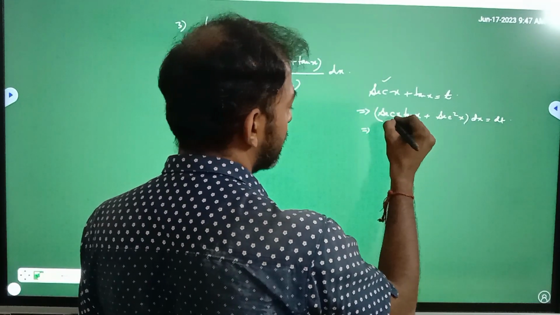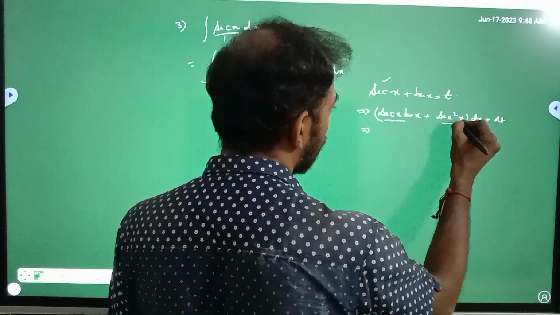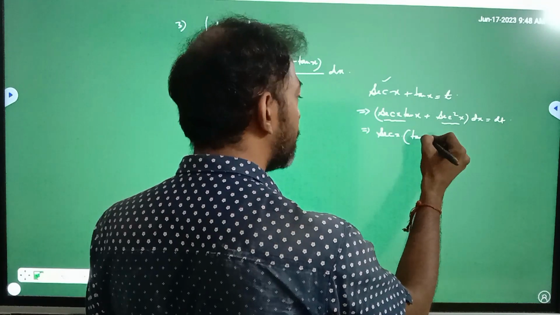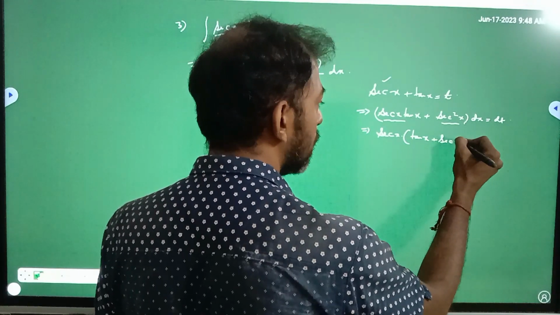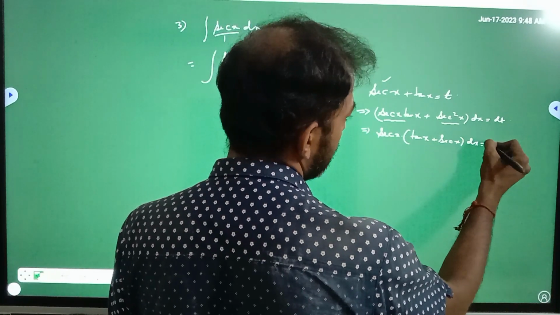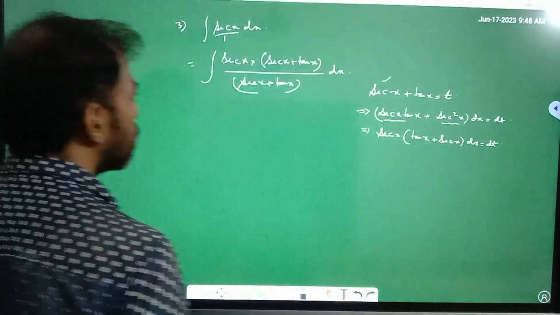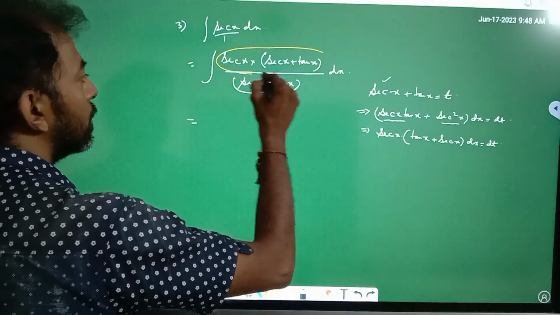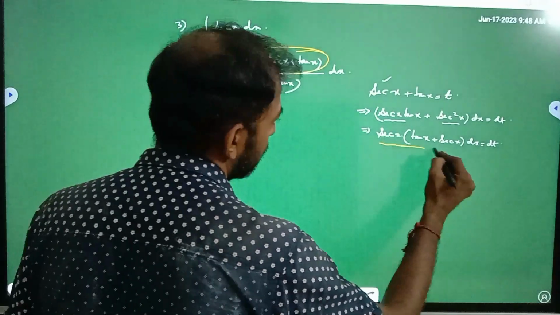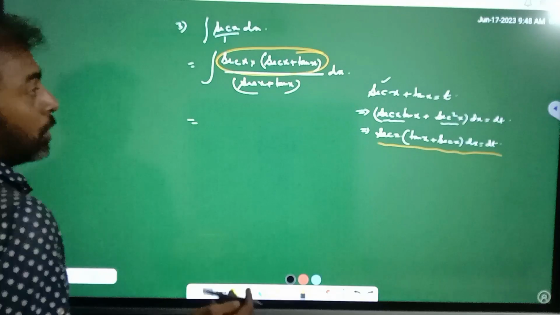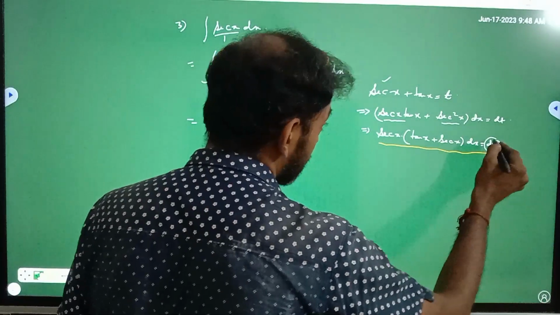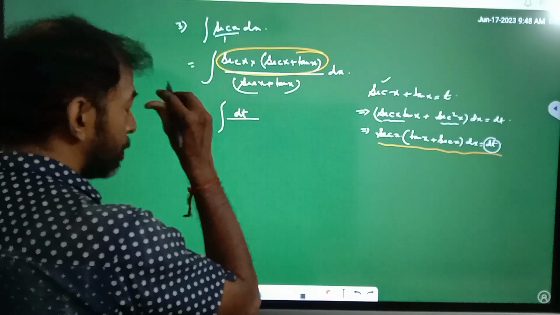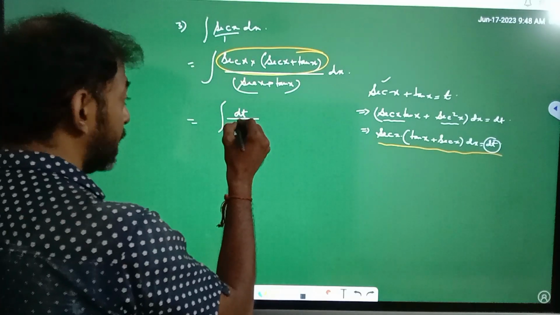So after this step, we need to take common sec x, and the given expression will be sec x times (tan x plus sec x) dx equals dt. So look at this one. That's our obtained result here also. So this is substituted by dt, and the denominator part will be substituted by t.